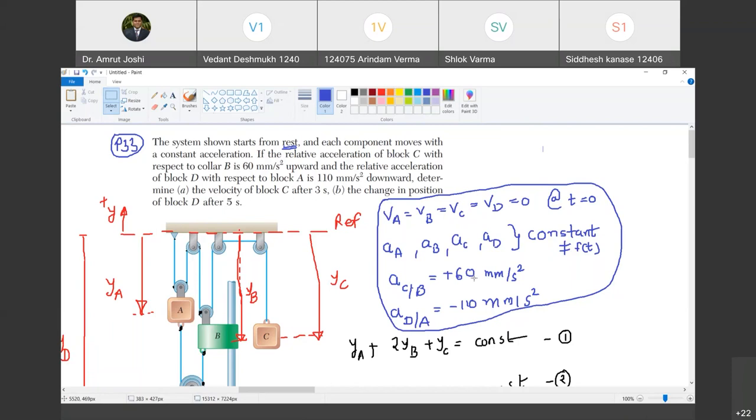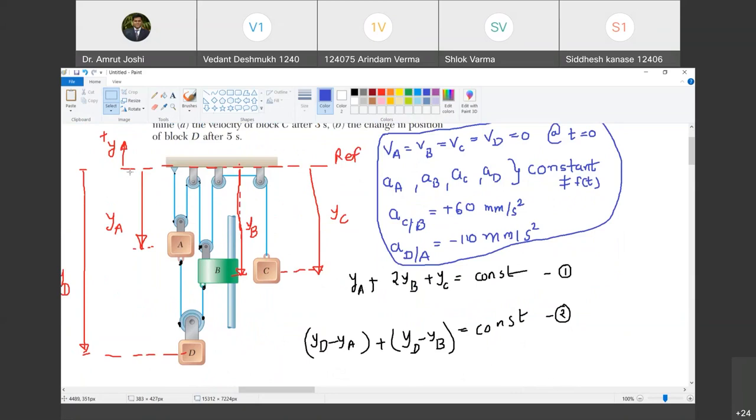Okay. Now, determine the velocity of block C after 3 seconds, and the change in position of block after 5 seconds. That is what is asked. Are you with me? Yes, sir. Now quickly, once again, we will look at these equations. I have chosen this as a reference line. This says positive Y. Position of block A is YA at any instant of time. So YA is a function of time. YD is the position of block D at a given instant of time. YD is a function of time. YB and YC are functions of time. Do you agree with me?